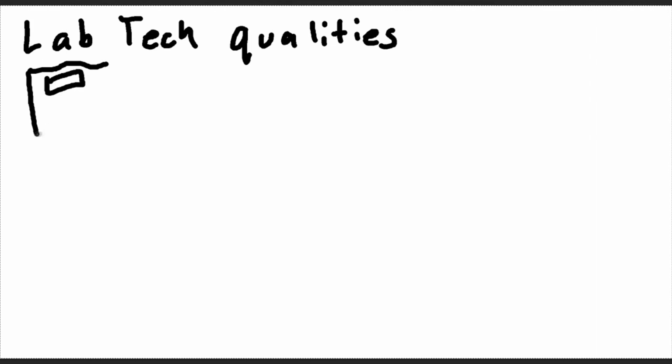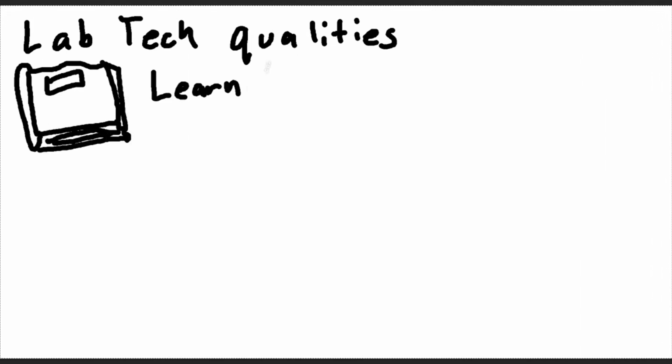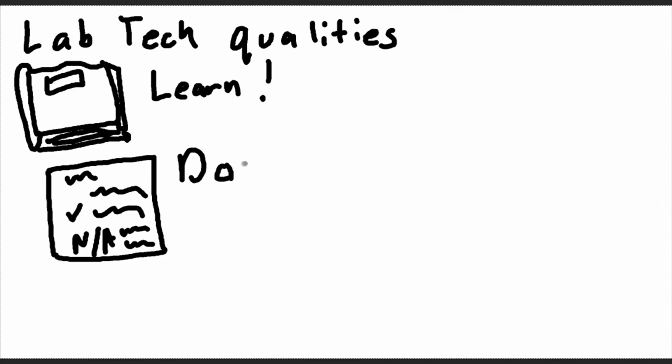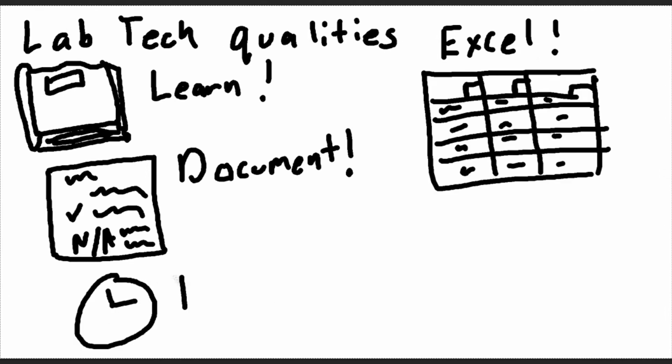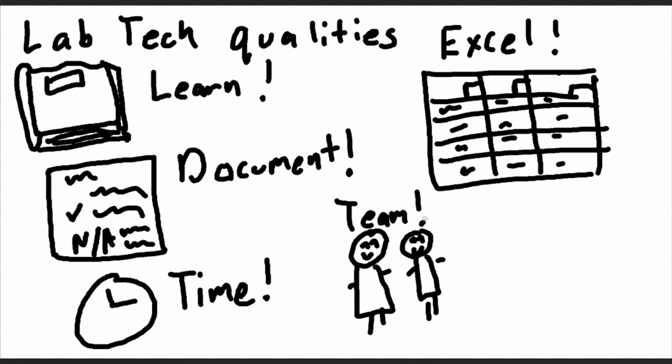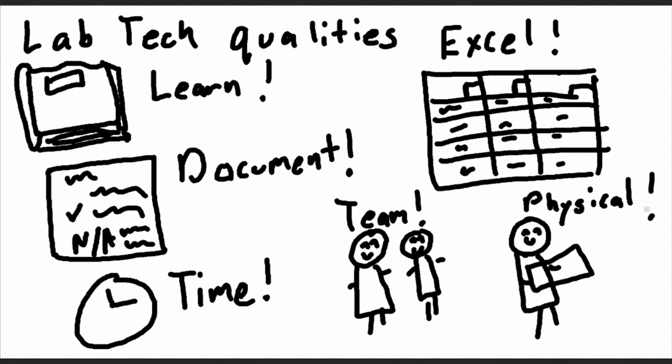What qualities should a lab technician have? They need to be a fast learner and readily react to any needs of the lab. They need to be organized and practice good documentation. They need to be familiar with Excel, have good time management, and be confident working independently. They need good communication skills to plan with analysts, and they need to be able to stand for long periods of time and be able to lift up to 40 pounds.